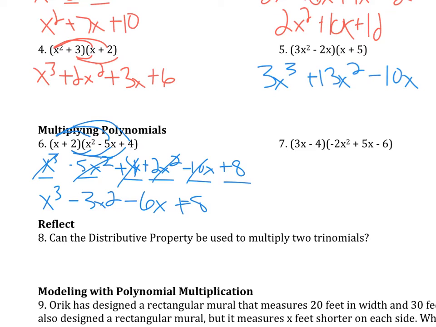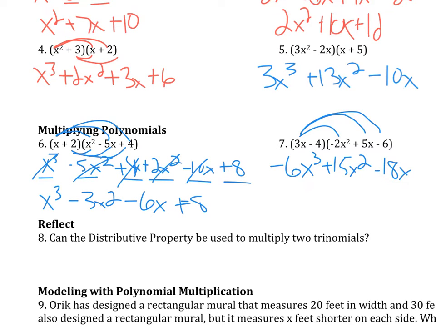Same thing on 7. So distribute, 3x is going to go to all of these. So I get a negative 6, 3 times negative 2, and then we multiply our x's together, gives us x cubed. 3x times 5x is 15x squared. And then 3x times negative 6 is a negative 18x.